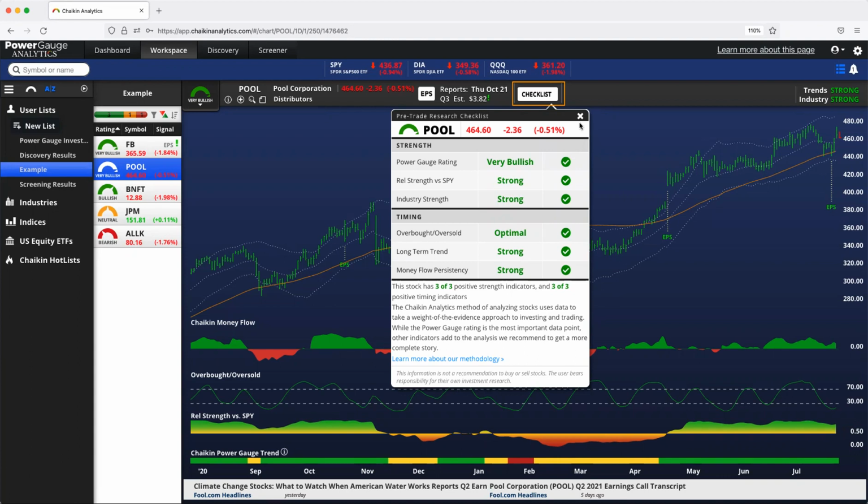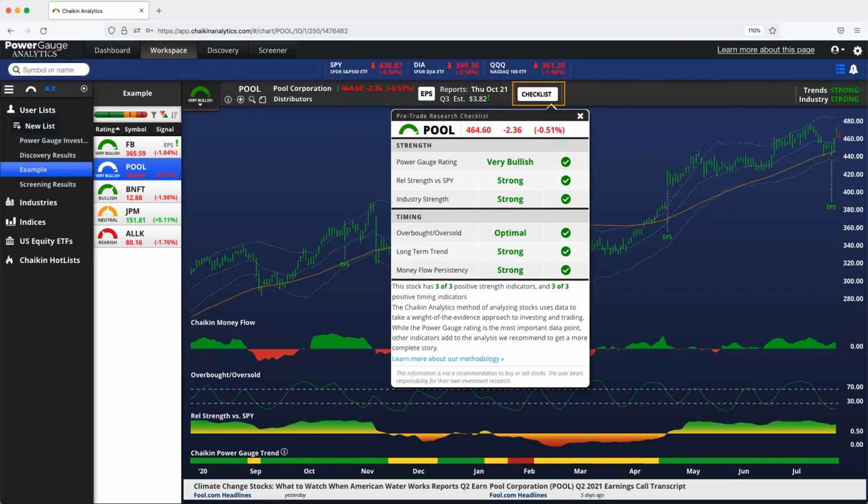In the case of POOL here, we are seeing green checks up and down the checklist. It is what we are looking for, 5 or 6 green checks to consider a stock for our portfolio. Let's briefly touch on each of the items in this checklist so you get a better understanding of how it works. But remember, the checklist makes it easy for you.